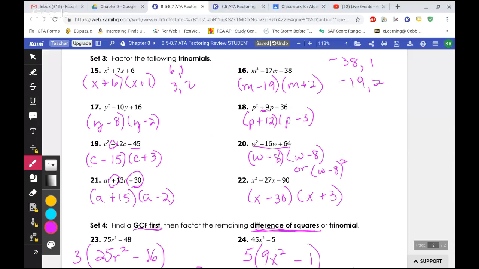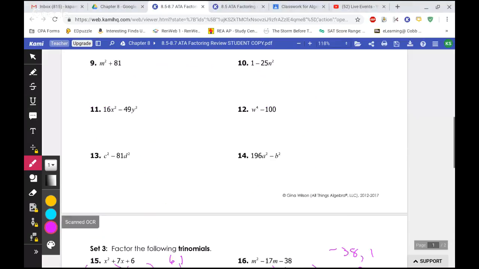Any questions on the back side? Are y'all feeling more confident in these? Is everybody feeling like they're going to be able to do this on their own tomorrow? Yes, ma'am. Okay. Good deal.